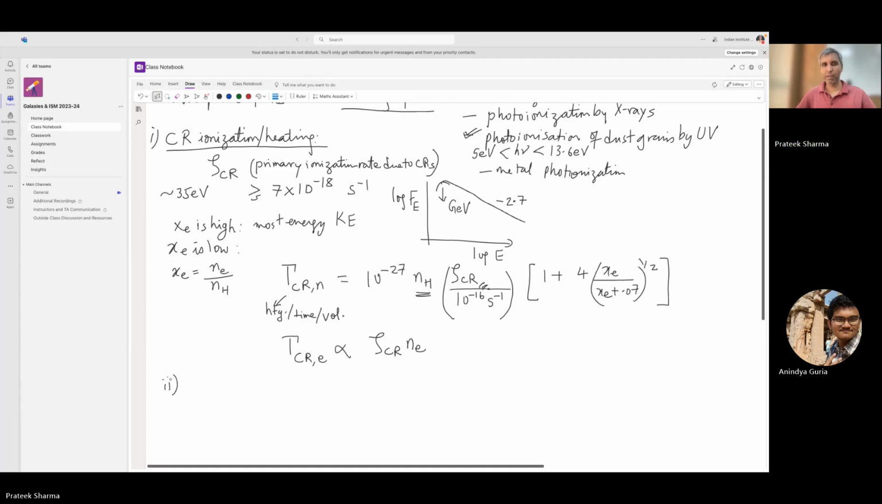Second is X-ray ionization and heating. So X-ray produces... into ionizing that, and the rest of the energy is available as the kinetic energy of the electrons, photoelectrons. It also produces secondaries, right? Because we are talking about a keV photon. So it will also produce a very high energy photoelectron, and it will produce secondary electrons for the same reason that cosmic rays produce them.